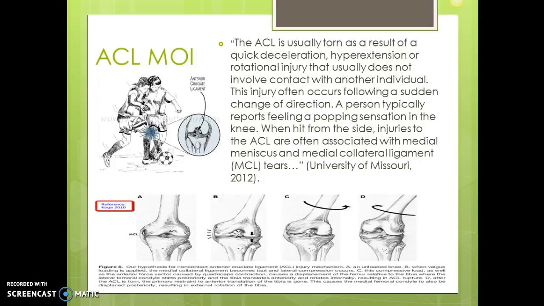So, ACL mechanism of injury. The ACL is usually torn as a result of a quick deceleration, hyperextension, or rotational injury that usually does not involve contact with another individual. This injury often occurs following a sudden change of direction. A person typically reports feeling a popping sensation in the knee, or when hit from the side. Injuries to the ACL are often associated with medial meniscus and medial collateral ligament (MCL) tears.